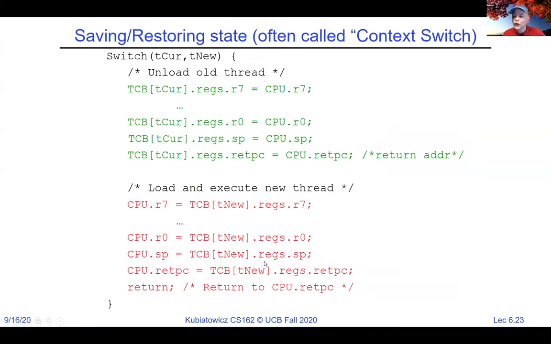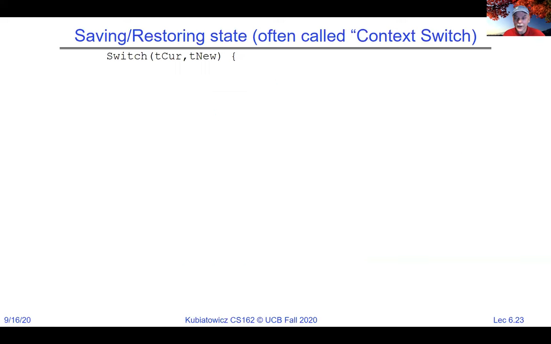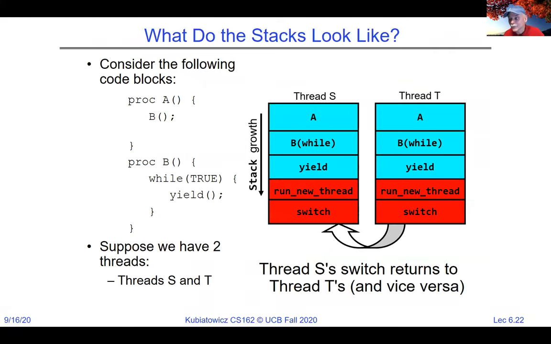But if you notice, what's going on here is when we change the stack pointer to thread T's stack, when we do this return, even though we started with thread S's stack, by the time we get down here, we're on thread T's stack. So when we do a return and we have thread T's return PC, we're actually returning back into thread T, not into thread S, and vice versa. And that's why we go back and forth. I'm going to let that marinate for you a little bit, and we're going to explore this a little bit.